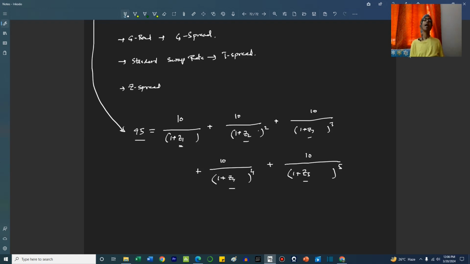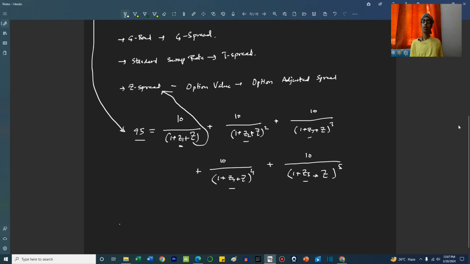So we need to add some value to this. Now if there is a constant value, a single value which we can add to all of these values to get to that market value, that value will be called the Z spread. Now let's say this bond also has an option. It can be a call option or a put option. If you take out the value of the option from the Z spread, we get another spread. That spread is called the option adjusted spread. So option adjusted spread or OAS is equal to Z spread minus the option value.